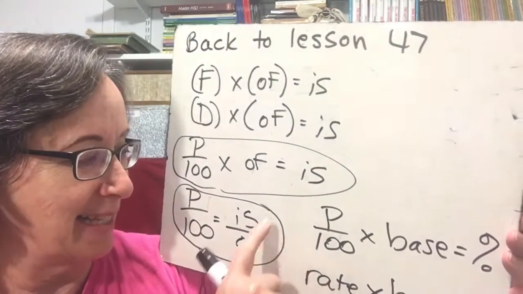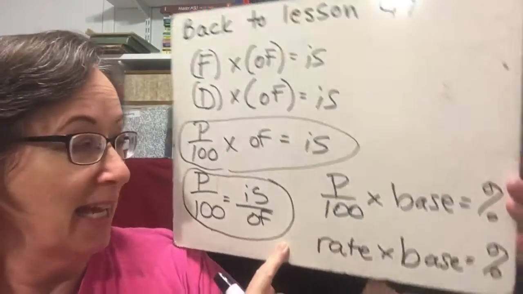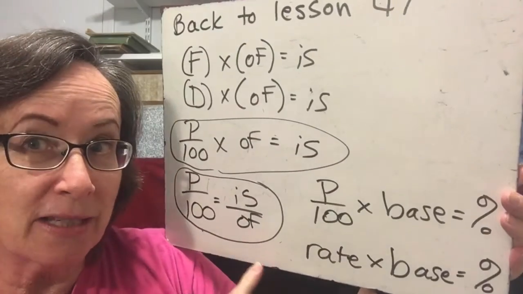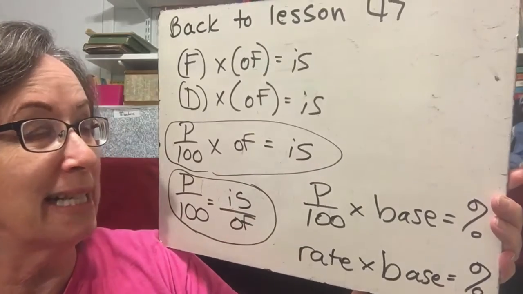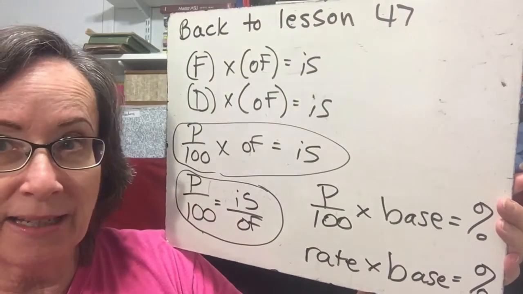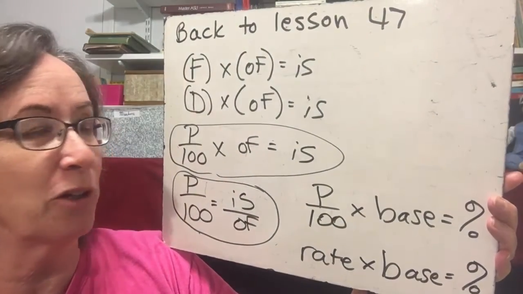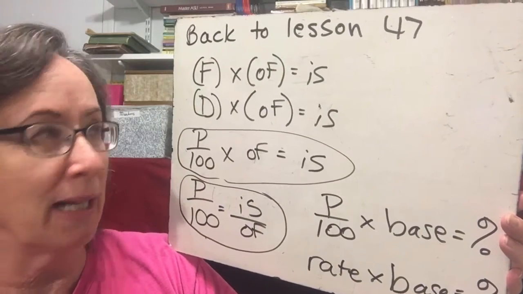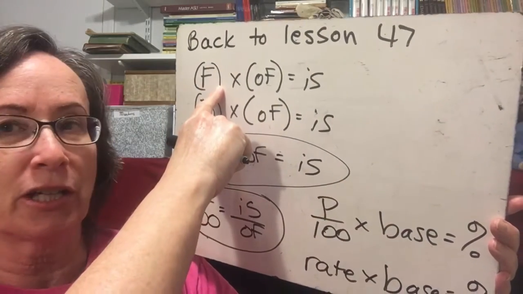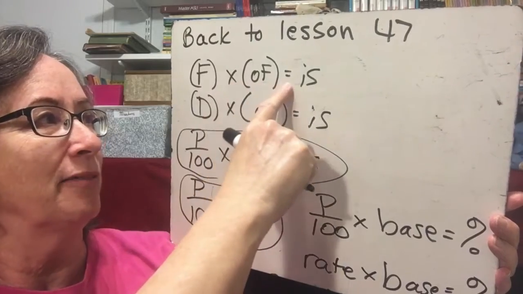In our case, this is the 20 and this is the 80. So you can use these equations. They're on lesson 47, but you can see that all of the equations are really pretty close. Look at this. A fraction times "of" equals "is."